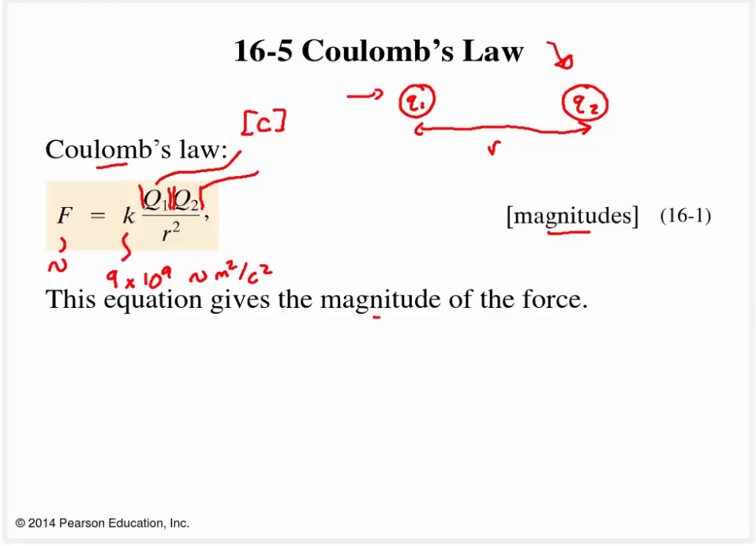And this gives us the magnitude of the force, and it's up to us to figure out the direction. If both of these charges are positive, we know that the force is going to be outward like that. If one of them is positive and the other is negative, then it's going to be an attractive force. And Newton's third law says that this force is going to be equal to that force. So the forces on these two charges are going to be equal and opposite.